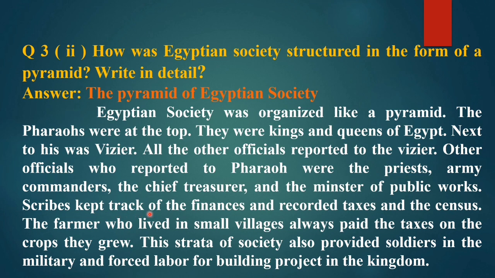Scribes kept track of the finances and recorded taxes and censuses. The farmers who lived in small villages always paid taxes on the crops they grew. This stratum of society also provided soldiers for the military and forced labor for building projects in the kingdom.